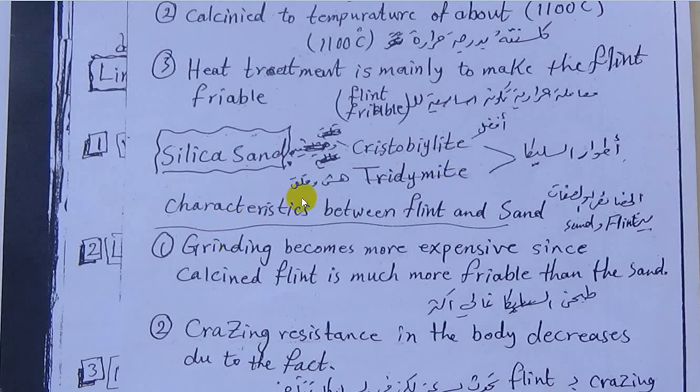Or dissociation. Characteristics between flint and sand. Grinding becomes more expensive since calcined flint is much more friable than the sand. Grinding silica is more expensive because flint is more friable than sand. Flint grinding, silica grinding, or milling.